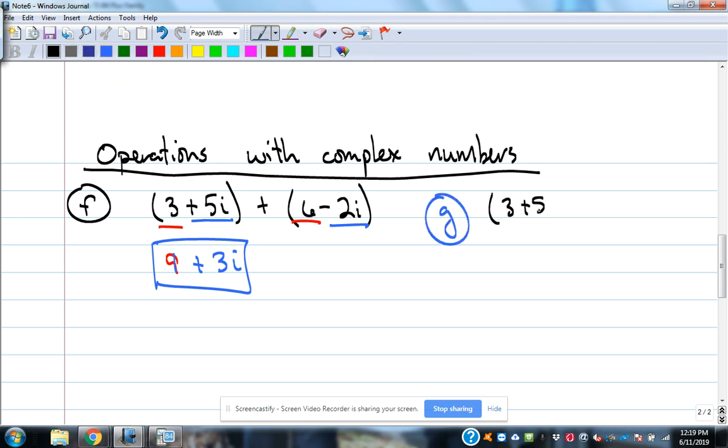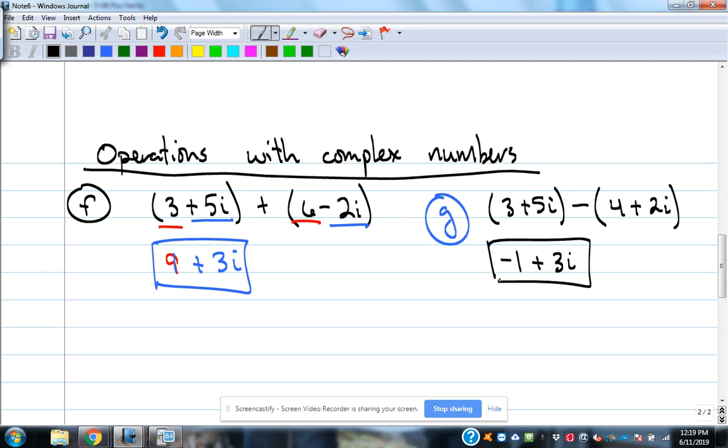So let's do a subtraction problem. 3 plus 5i minus 4 plus 2i. If I did this by hand, 3 minus 4 is negative 1. 5 minus 2 would be 3i. This is what I should be getting.